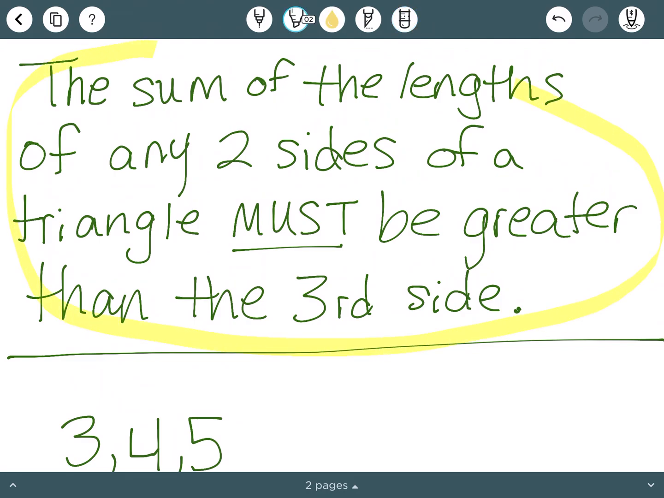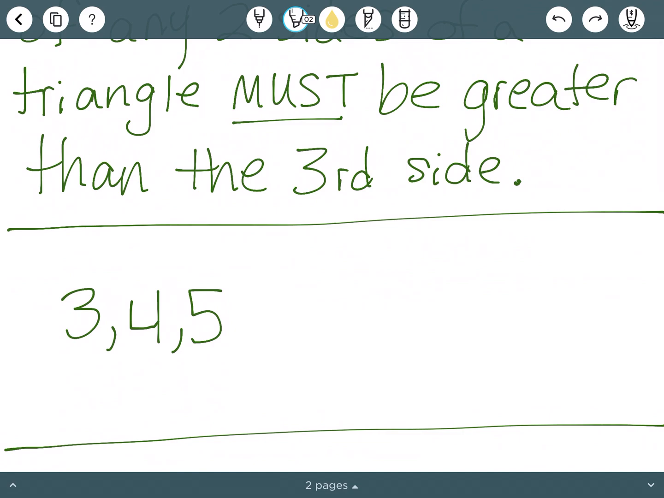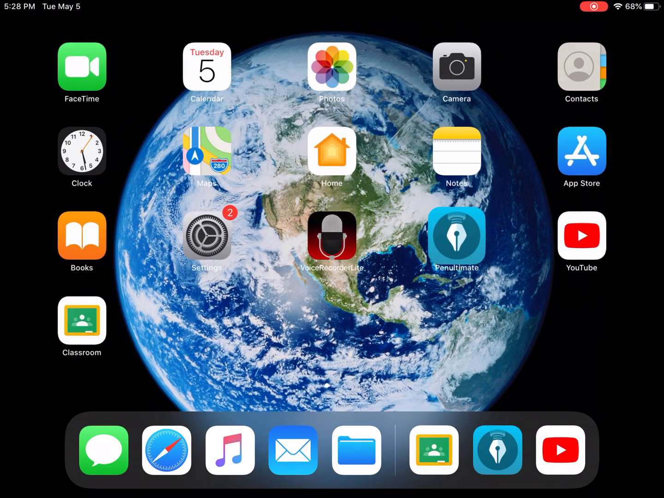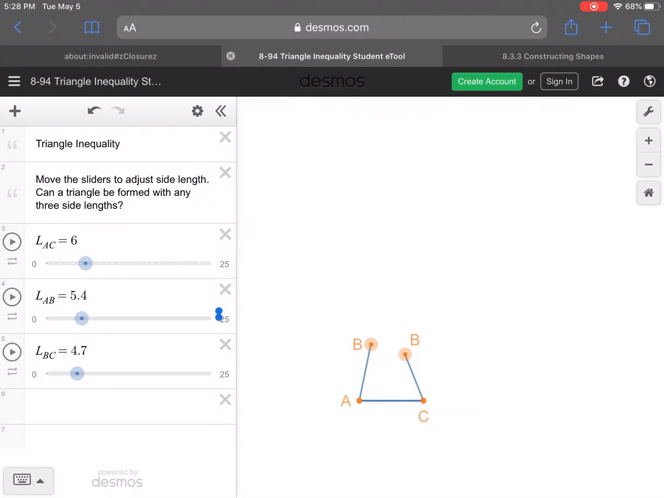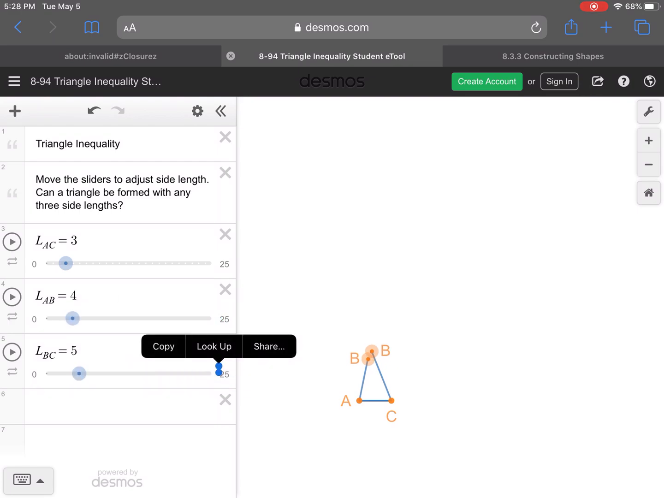So this is great information, but we're going to look a little bit deeper into what exactly that means. And I do apologize because I have to flip back and forth between this app where I can write and the Desmos tool. So let's look at these three sides first. If we have side lengths that are 3 units, 4 units, and 5 units, let's go ahead and take a look at our Desmos tool. All right, so I'm going to set this side length to 3, the next one to 4, and the next one to 5.